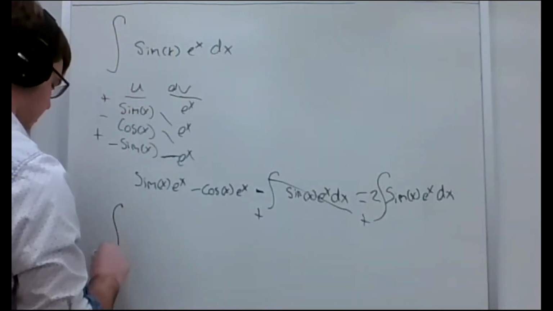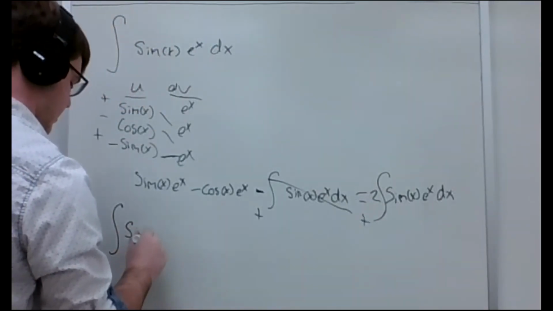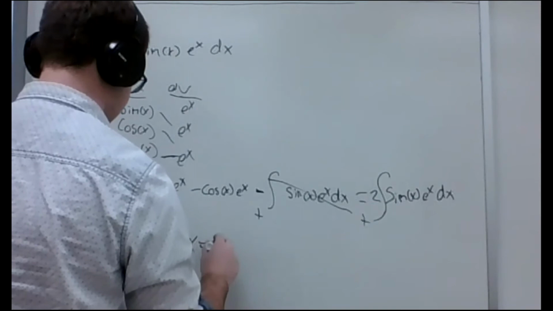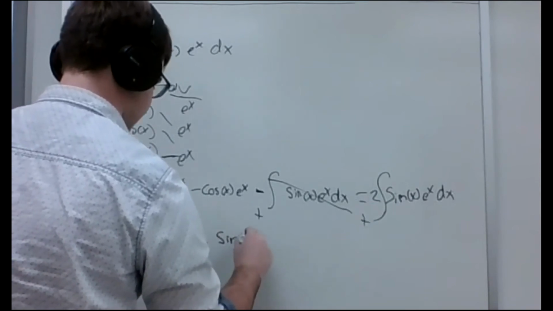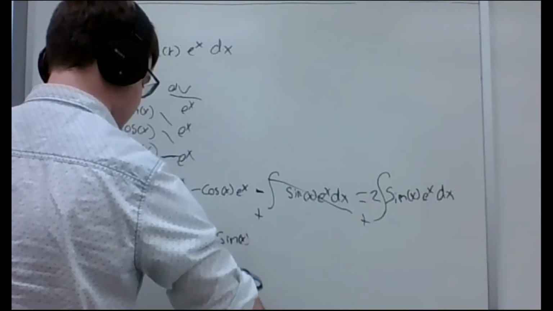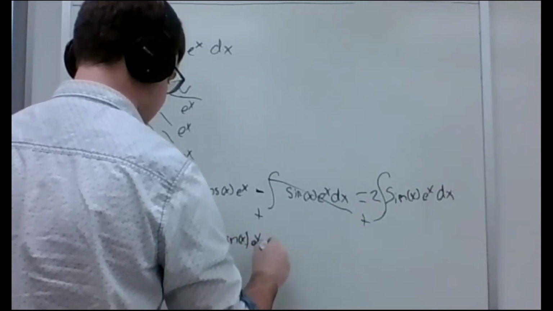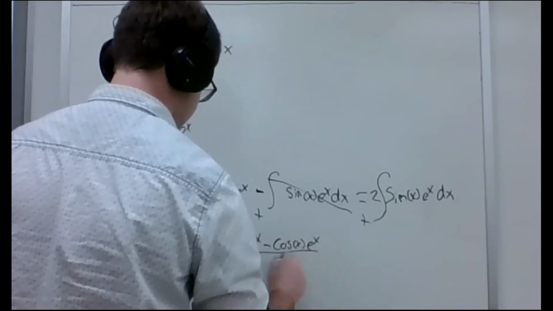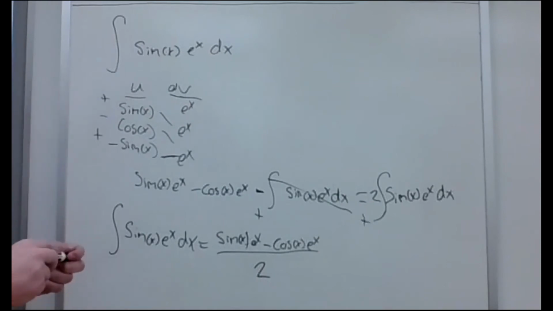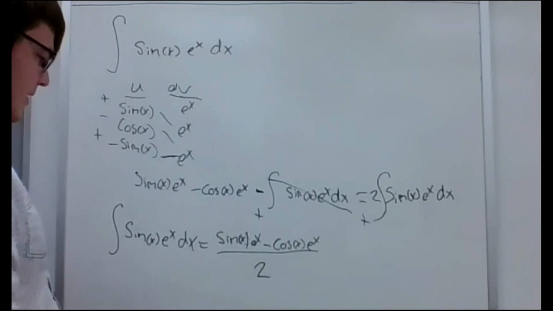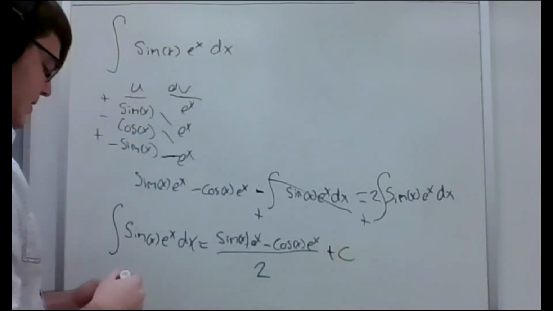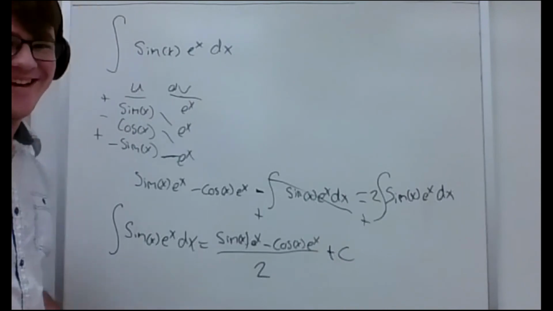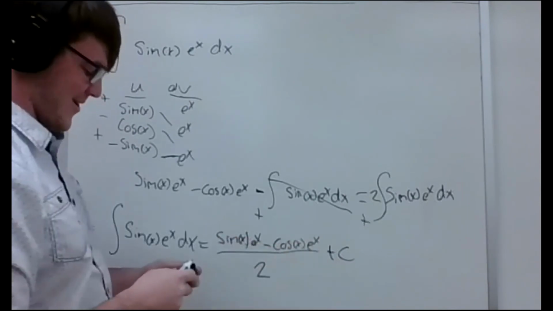So we would have the integral of sine of x e to the x dx is equal to sine x e to the x minus cosine x e to the x all over 2. And that's our integral. Boom. Yeah, don't forget plus c at the end. You'll miss infinite points for that one. This is an infinite number of answers right here, right?